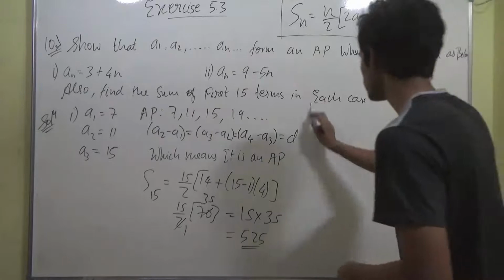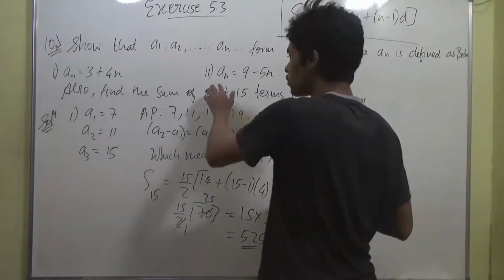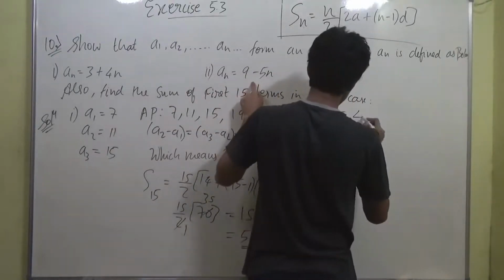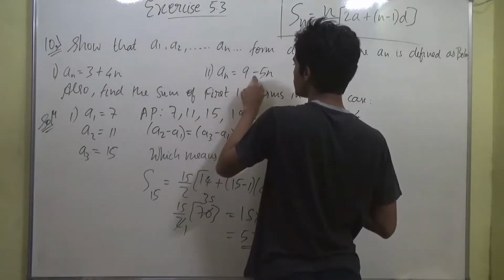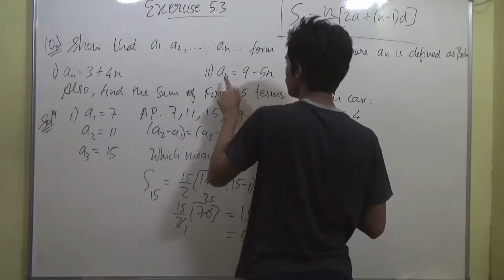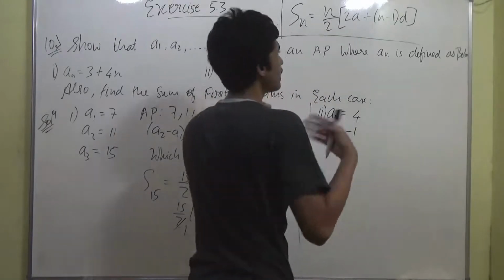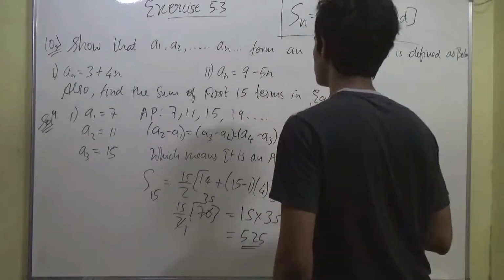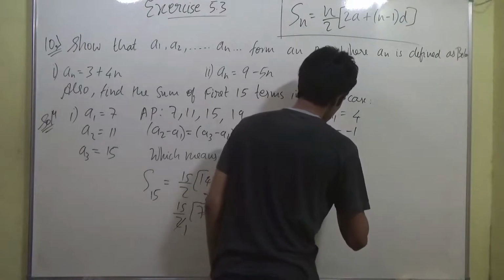Okay, guys, the second sub question I'll try to do it here itself. So in second sub question, if you put a1 in place of n, it will become equal to 9 minus 5 into 1, that is, it will become equal to 4. If you do for a2, it will become equal to 9 minus 5 into 2, that is 9 minus 10, it will become equal to minus 1. After that, a3 will become equal to 9 minus 15, which is minus 6, right? A3 is equal to minus 6.